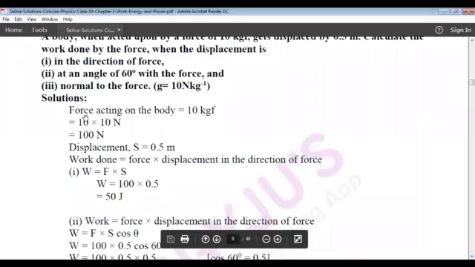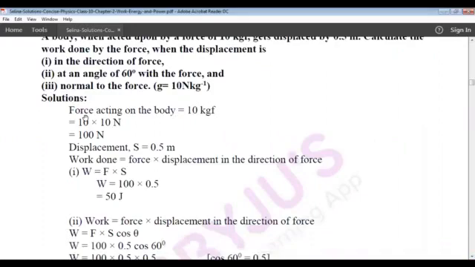What happens? First we need to convert this force into SI unit. It is given that the force is 10 kgf, so we will convert this into Newton. How to convert? Multiply this 10 kgf by 10 Newton, so you will get 100 Newton. So this is the force acting on the body, and the displacement is 0.5 meter.